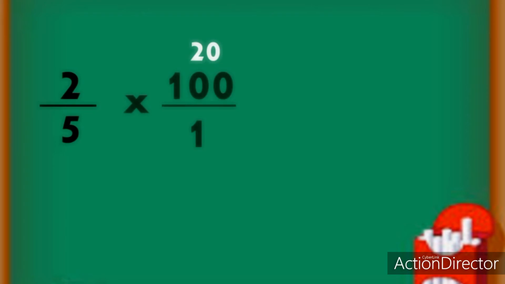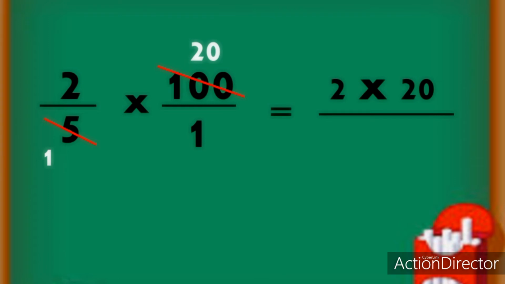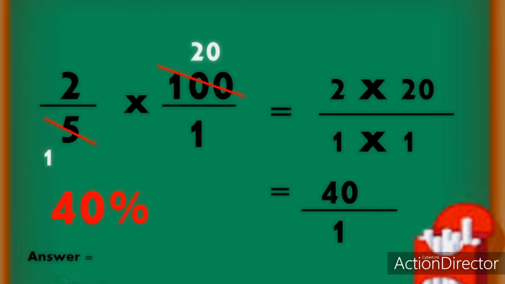Now 2/5. So 2/5 multiplied by 100 over 1. And we're looking for a number that can go both into our numerator and denominator. 5 into 5, 1. 5 into 100 would be 20. So you would have 2 multiplied by 20 and 1 multiplied by 1. When we say 2 multiplied by 20, that is going to give us 40 all over 1. In the event that a number is over 1, it's called a whole. So therefore, our answer would be 40%.